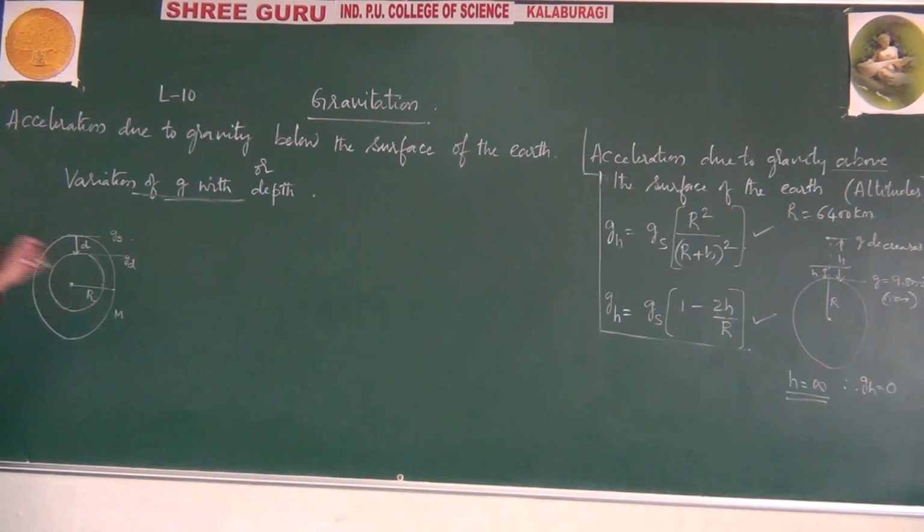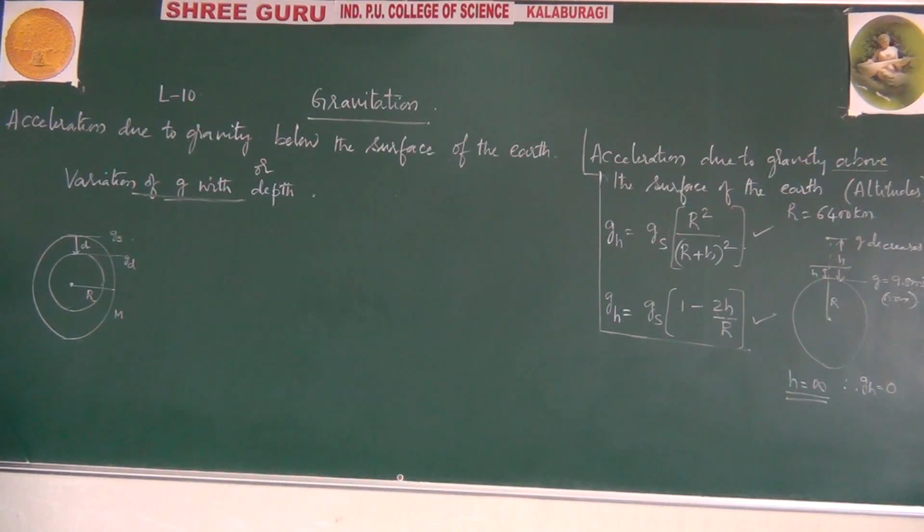Throughout the earth the density is the same at all points. So density remains the same. Naturally, when density remains the same, you are ready to calculate. The one condition here: you have to use this circle and calculate what is g_d, nothing but acceleration due to gravity at depth.